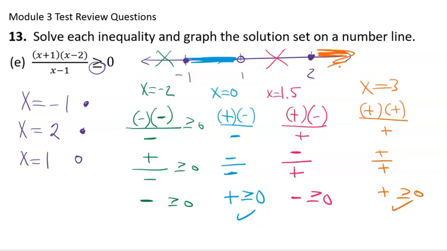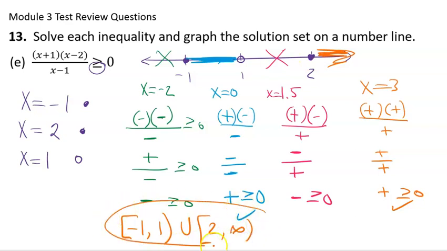So when I write my answer, we're talking negative 1 to 1, but the negative 1 needs to be in a bracket, the positive 1 parenthesis, okay? Because the negative 1 was included because it came from a numerator, and it's greater than or equal to 0. And then union, and then the 1's not included because it came from the denominator. Over here, the 2 is included with a bracket, and then to infinity. And there's your final answer in interval notation.